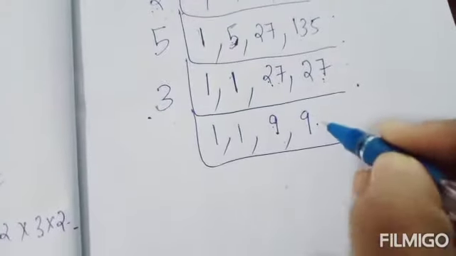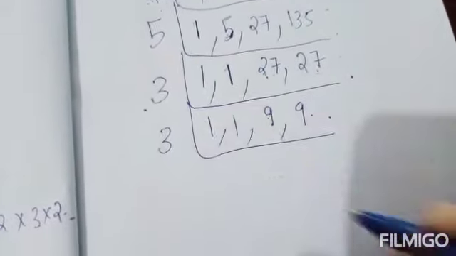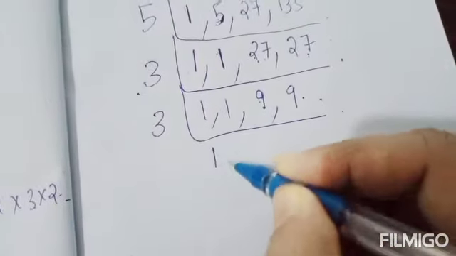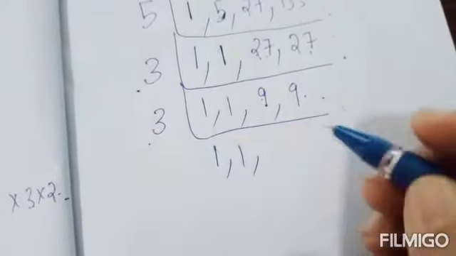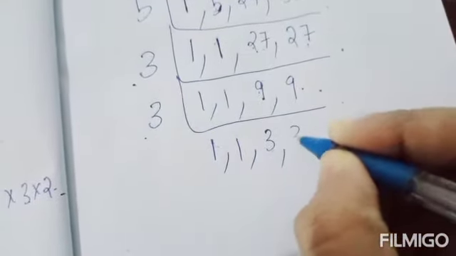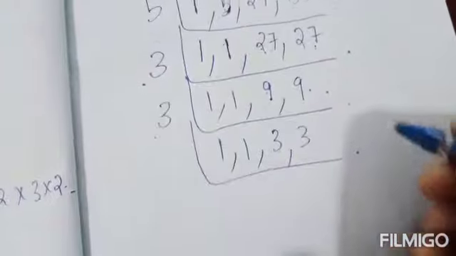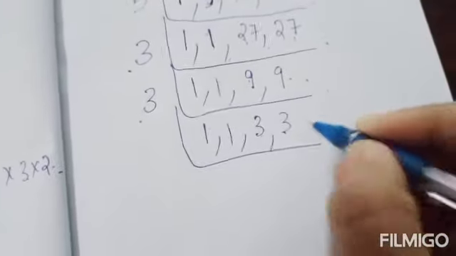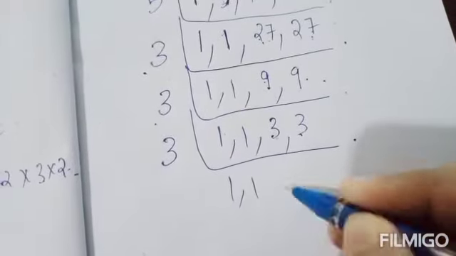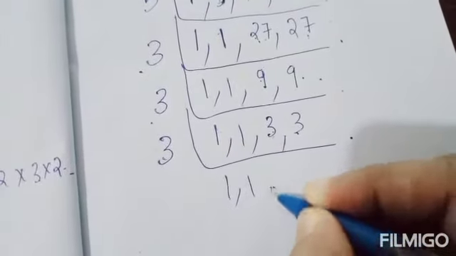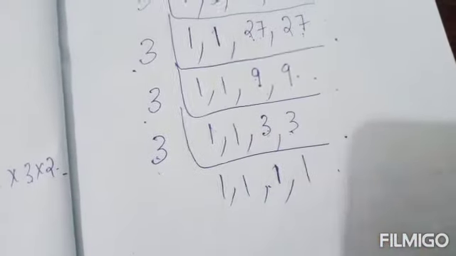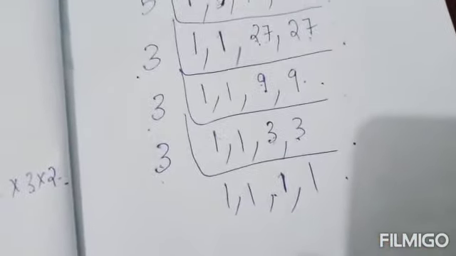Now 9 is divisible by 3, so divide 9 by 3. So 1. 9 divided by 3 is 3. 9 divided by 3, again you got 3. Okay, 3 you can divide by 3 only. 3 divided by 3 is 1. Again 3 divided by 3 is 1. We got all numbers 1.